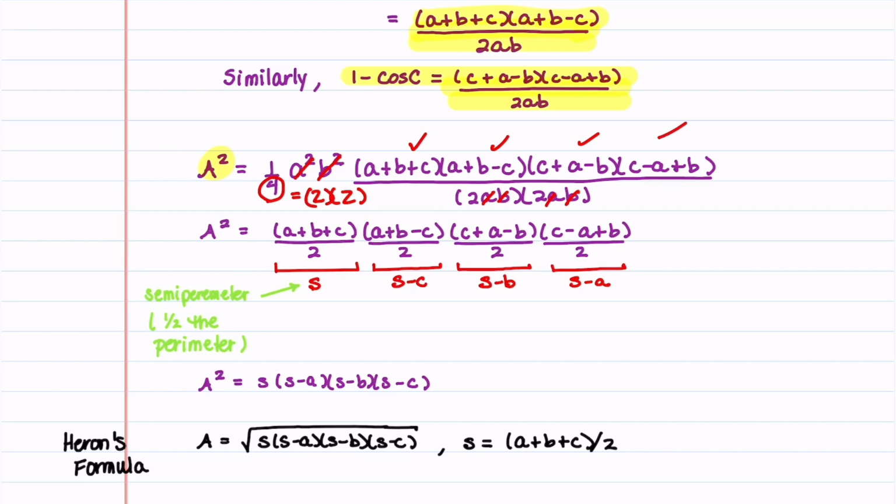We'll then call A plus B plus C divided by 2 S, which is the semi-perimeter or 1/2 of the perimeter. If we do some more algebra, the other three expressions are equal to S minus C, S minus B, and S minus A. This gives us a nice formula for A squared. If we then take the square root of both sides, we end up with Heron's formula. This is a great formula to use when you know all three sides of the triangle, but you don't know any of the angles.